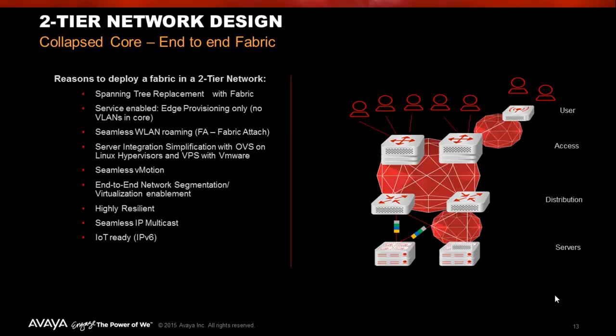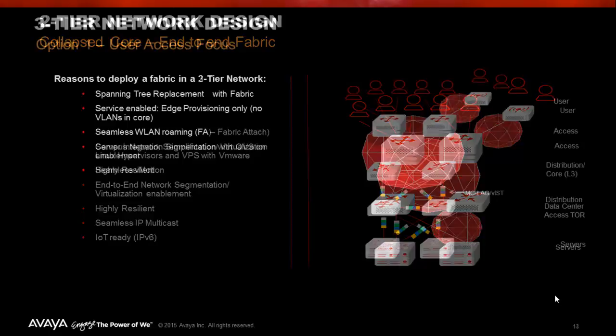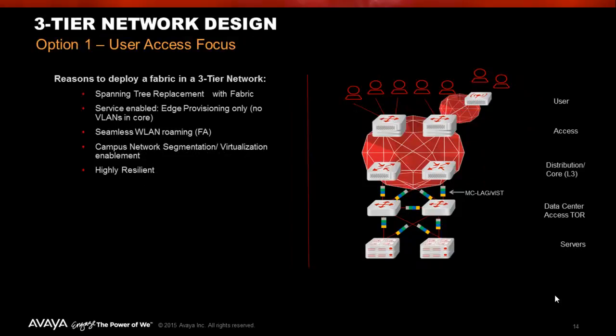But let's say we don't have the pocketbook to do that, and we need to choose a pain point. Well, one area where we might look at is the user access. We might say that, look, I really want to get spanning tree out of the network at the edge. It's a pain in the neck. I want to get rid of it. I also want to get to the point where I'm edge provisioning only. I don't want to deal with VLANs or routed interfaces in the core anymore. I want everything to be seamless and integrated.